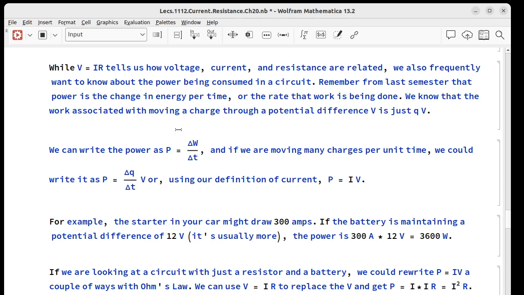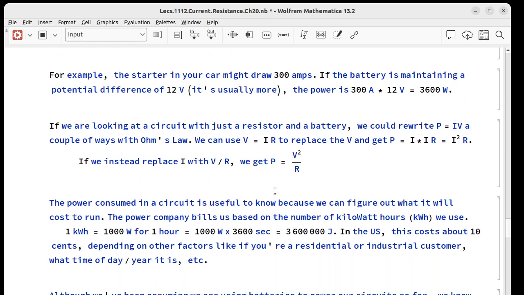From last semester, we know that power is the change in energy per time, or the rate that work is being done. We know that the work associated with moving a charge through a potential difference V is just Q times V. We can write the power as delta W over delta T, and if we're moving many charges per unit time, we could write it as P is delta Q over delta T times V. Now, with our definition of current, that means we could write this as just P equals IV.